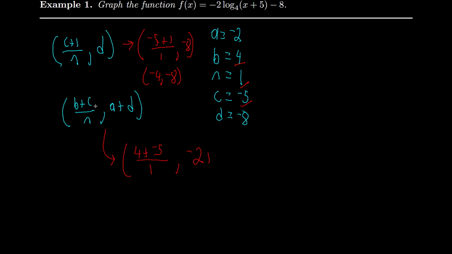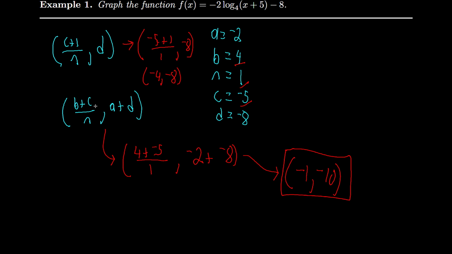Negative 2 plus negative 8. What is that point? The other point. 4 plus negative 5 is negative 1, over 1 is negative 1. Negative 2 plus negative 8 is negative 10. So our 2 points that we need are negative 1, negative 10, and negative 4, negative 8.